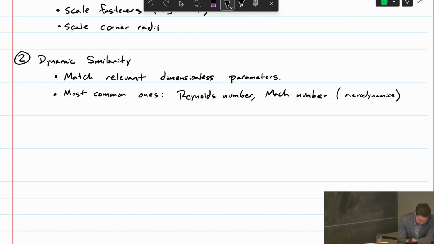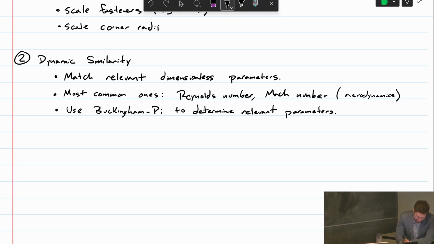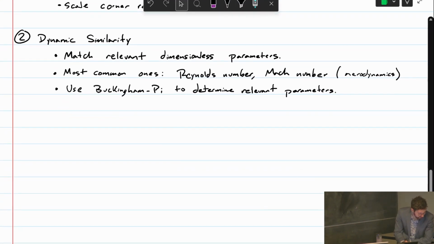Okay, so I'll define these numbers here. Actually, I'm going to put this one point just for completeness: use Buckingham pi to determine relevant parameters. Okay. So Buckingham pi is a way that we can do this. I'll talk about the Reynolds number and Mach number.